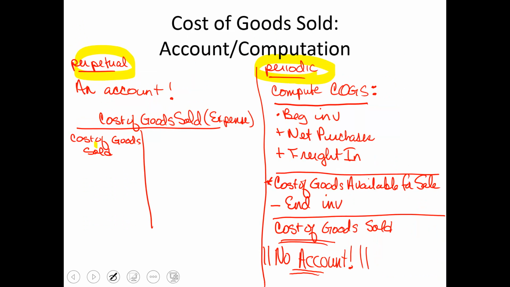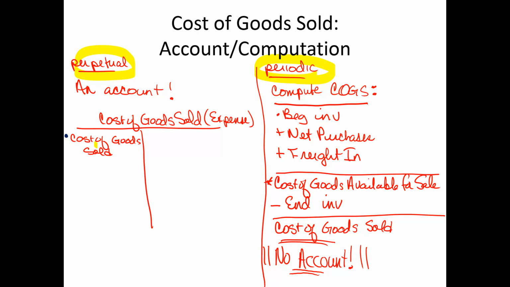Turning to the income statement, under perpetual, we have one account on the income statement known as cost of goods sold or cost of sales, and this is where the cost of all the items that we sell, whether we're using FIFO, LIFO, or average cost, periodic or perpetual system, show up in that account.